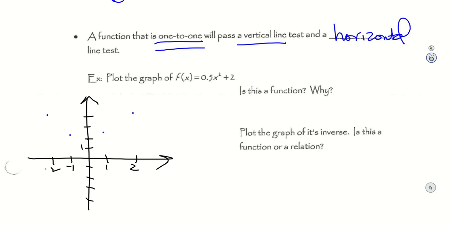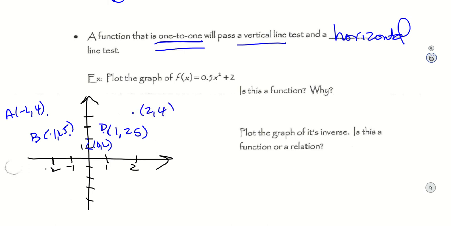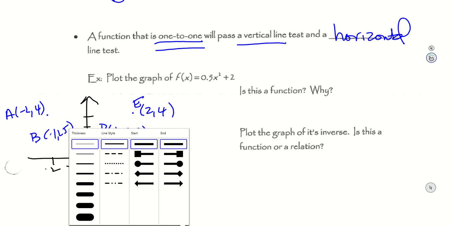I had those on my table, so I'm going to label these. So this was negative 2, 4. I'm going to call that A. This is negative 1, 2.5. I'm going to call that B. This was 0, 2. We'll call that C. This is 1, 2.5. We'll call that D. And this was 2, 4. We'll call that E. So we're going to come in now and we're going to flip those points around.